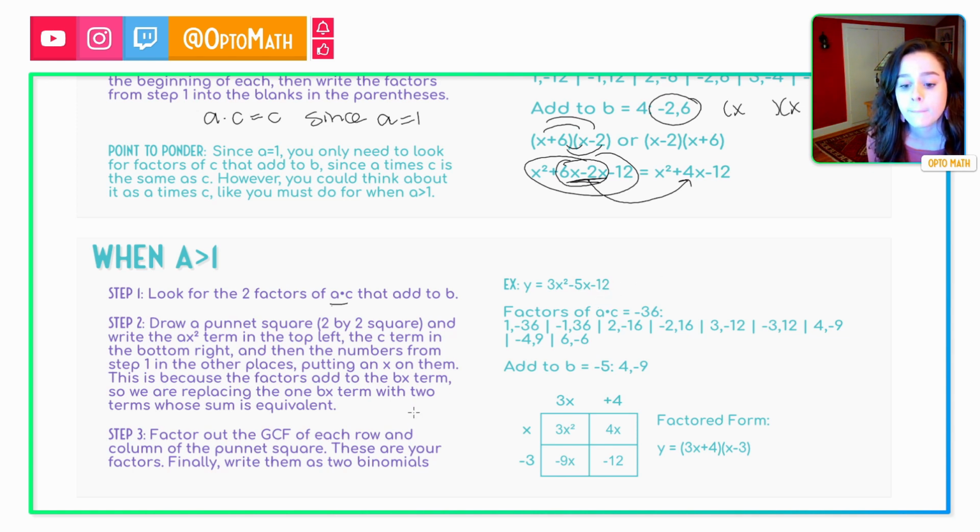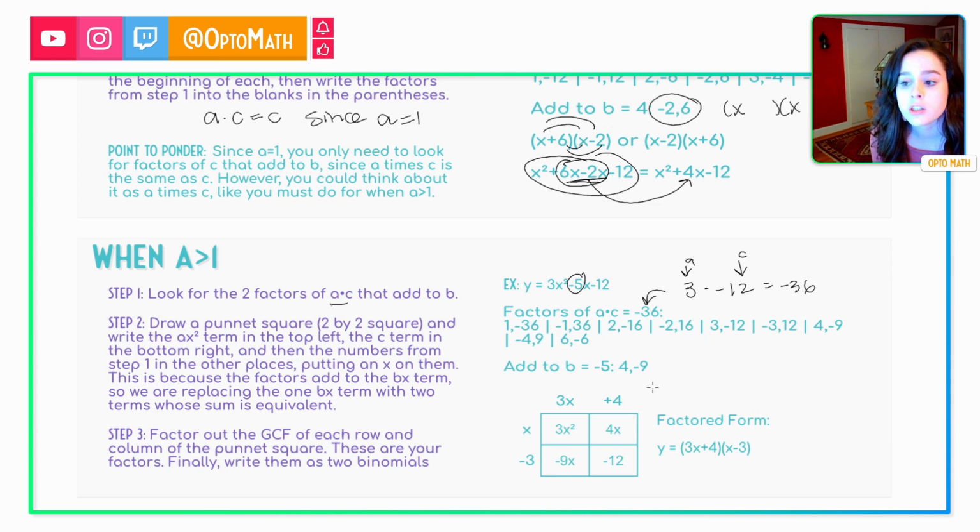So let's take a look at an example. We have 3x squared minus 5x minus 12. So we've listed the factors of a times c. Again, this negative 36 comes from 3 times negative 12, since this is a and this is c. And that's how we get our negative 36. So we listed all of their factors, including all the positive and negatives, that's combinations. And the one that we found that adds to b, which is our negative 5 here, is 4 and negative 9.